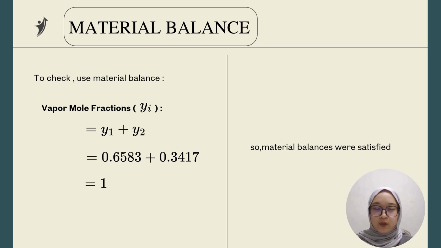To verify the accuracy of the flash calculation result, a material balance check was performed. The sum of the vapor mole fractions was calculated by adding the mole fractions of ethane and propane in the vapor phase. So then, we substitute the values obtained before and get the answer of 1. Since the total vapor mole fraction equals 1, the material balance requirement is satisfied. This confirms that the calculated vapor compositions are consistent and physically valid.